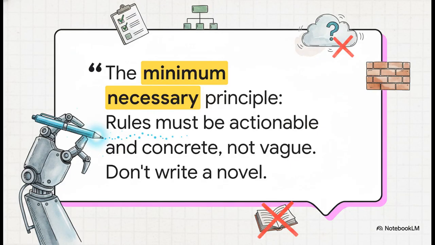Now, here is a massive pro tip for writing in any of these files. Less is more. Follow the minimum necessary principle. Don't write something vague like, "be helpful." That's useless. Be specific, be actionable. Say something like, "when asked a question with a yes/no answer, always start with the yes or no before giving the explanation." See, that's a concrete rule the agent can actually follow.